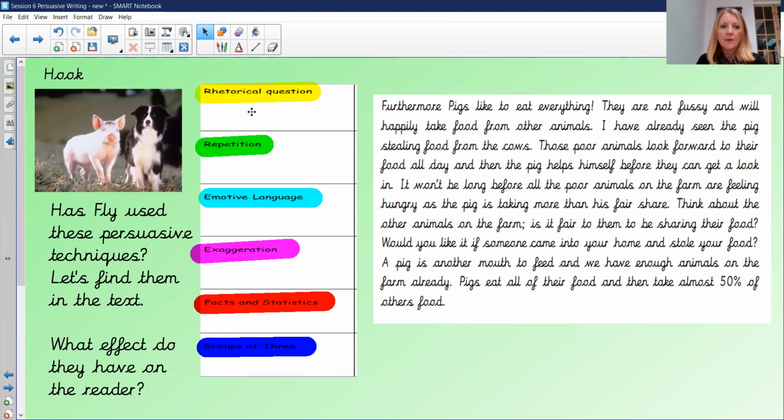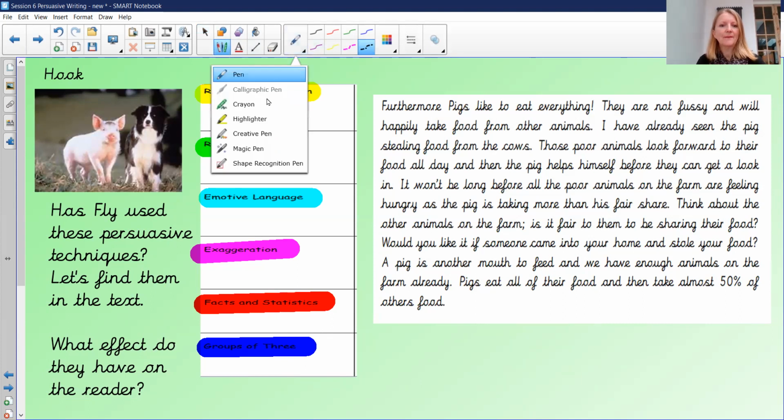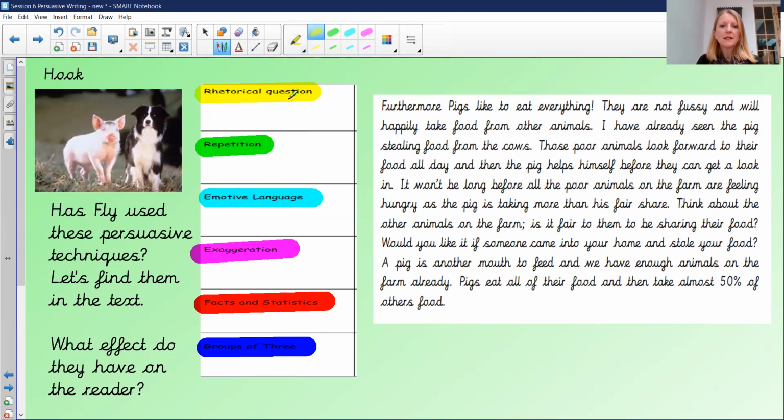Okay, so that quite easy one to spot to begin with. Can we spot a rhetorical question where Fly has written something where she's asking a question, but she doesn't really want an answer. She just wants the person who's reading the letter, Farmer Hoggett, to think about, oh, gosh, yes, yeah, that's a good point. Okay, so I need a yellow highlighter. So let me find my highlighting pen. There we go.